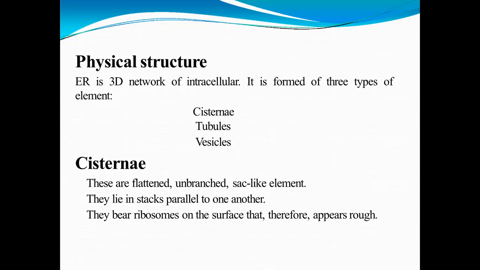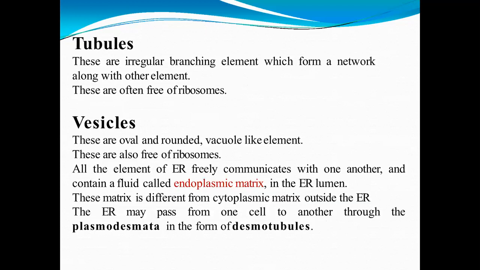Cisternae are sac-like elements, unbranched and flattened. They lie in stacks parallel to one another. They bear ribosomes on the surface, and because of these ribosomes, this is known as rough endoplasmic reticulum. Tubules are irregular branching elements which form a network along with the other elements. These are often free of ribosomes. The third part is vesicles. Vesicles are oval and rounded and free of ribosomes like tubules. However, cisternae have ribosomes on their surface.